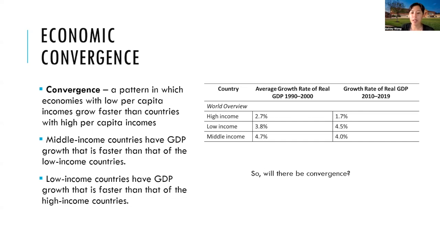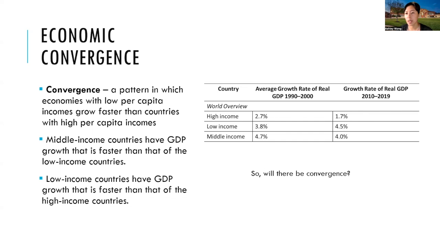This table to the right is just showing the average growth rate of real GDP for different rankings of economies. We have high income economies, low income economies, and middle income economies. What we see in this table is that middle income countries are growing faster than low income countries. That would be an argument against convergence because those middle income countries are wealthier than the low income, but they're also growing faster than the low income countries. So the low income countries won't necessarily be able to catch up to the middle income countries. But what we also see in this table is that low income countries are growing faster than high income countries. So our question here is, will there be convergence?